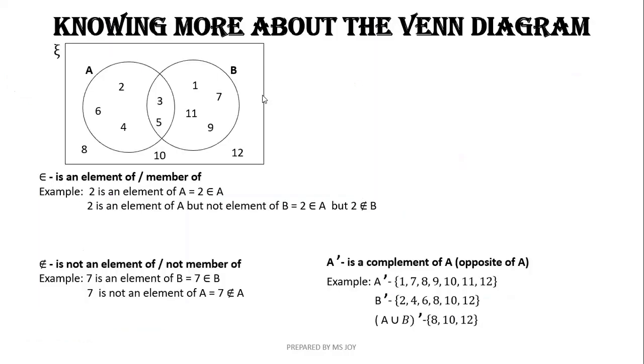Okay, now another few more things that you need to know. This is the symbol for elements. Elements means the member of. Okay, so this one done. Not an element means opposite. A prime means opposite also.